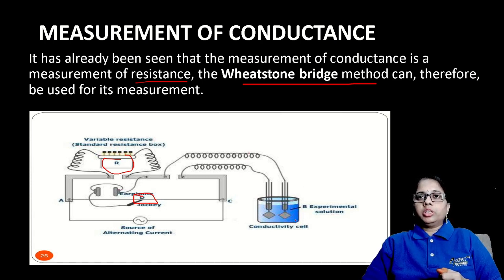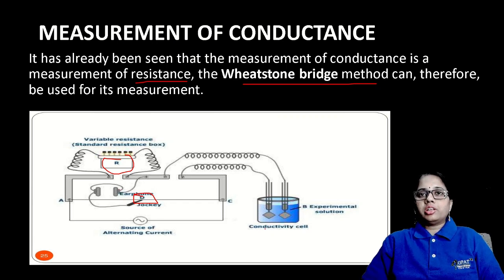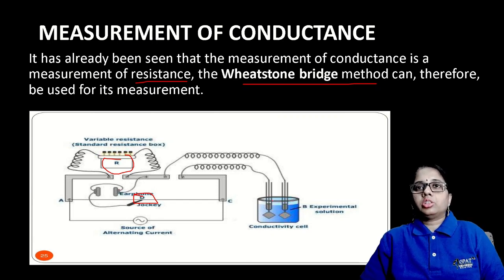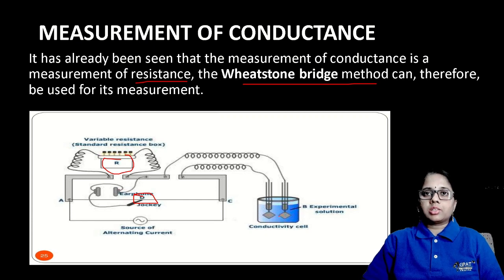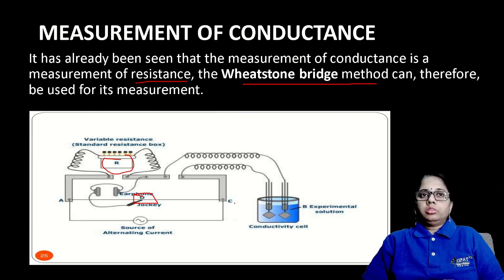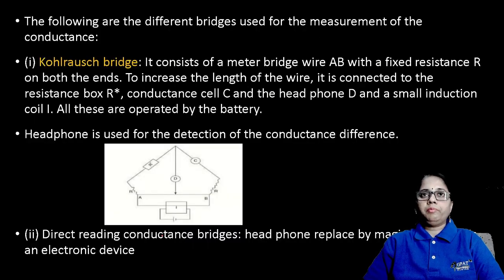Thereby we are going to put the electrolyte solution in the conductivity cell. Okay, so this whole equipment is called a conductivity cell. So from this we are going to see what is the current flowing inside that, and by the inverse of this resistance we will get the conductance. Okay, so the following are the different bridges used for the measurement of the conductance. The Wheatstone Bridge we have seen just now. Similarly one more, that is the Kohlrausch bridge.